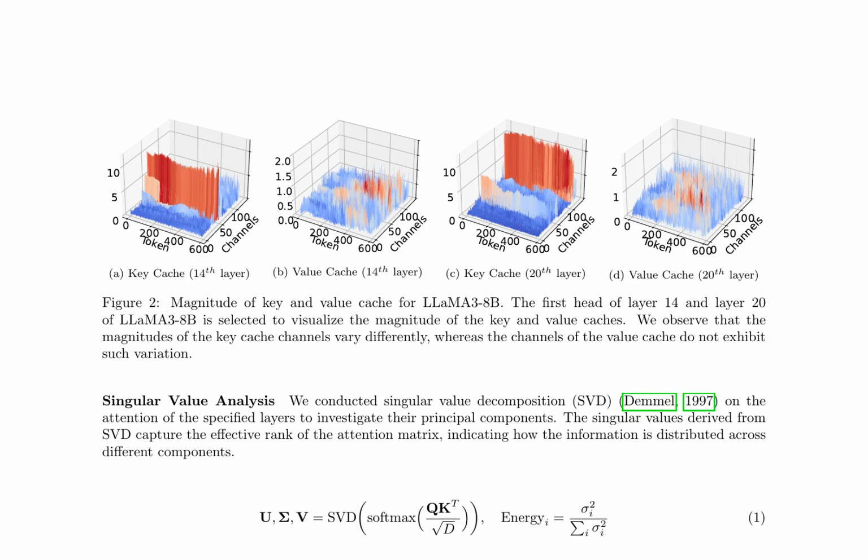The paper discusses the optimization of key-value (KV) caches in large language models, focusing on the magnitude of key and value caches for LLaMA3 8B. It is observed that the magnitudes of the key cache channels vary differently, whereas the channels of the value cache do not exhibit such variation.